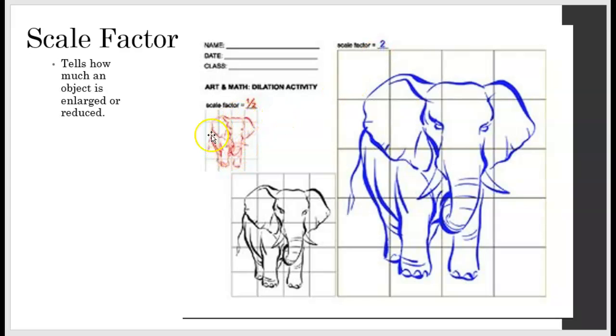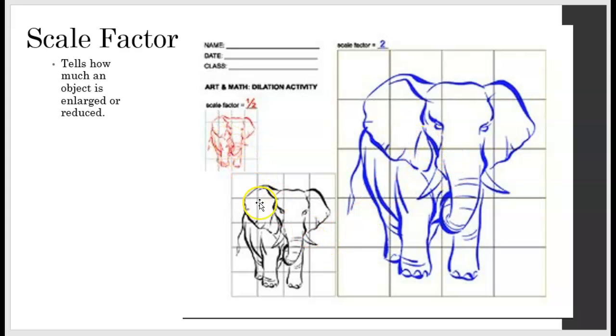And then the smaller one in red took the original one and shrunk it down by 1/2. So it took all of its original dimensions and cut them in half. But it turns out to be the same exact image, just smaller, just half the size. And this one is the same exact image as the original, but twice the size. So that's what a scale factor does: it tells you exactly how much this thing is being enlarged, or exactly how much it's being reduced.